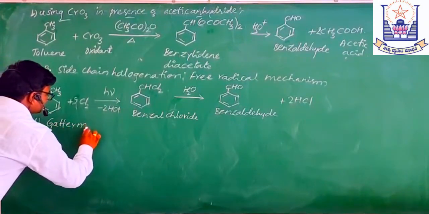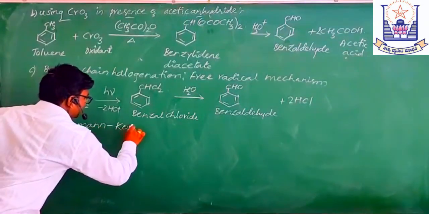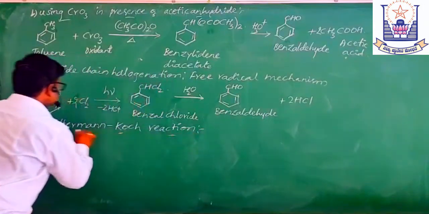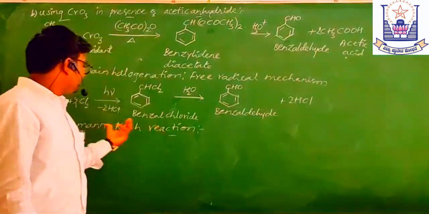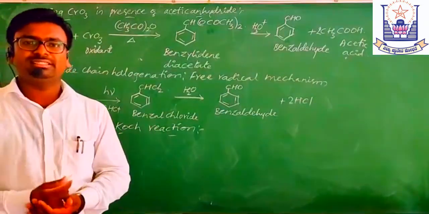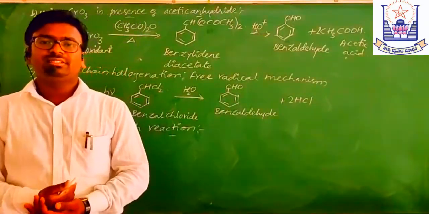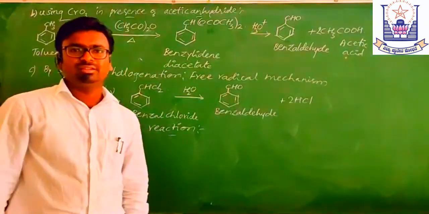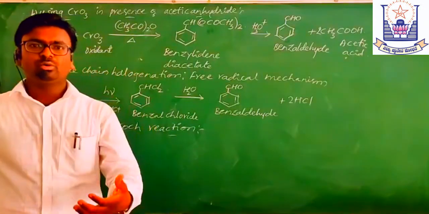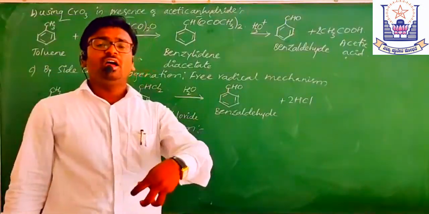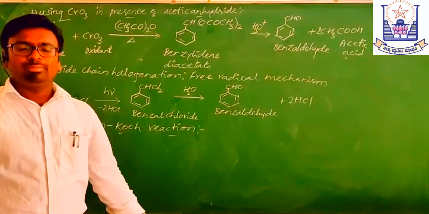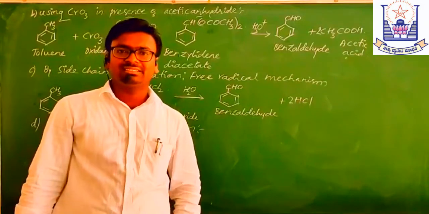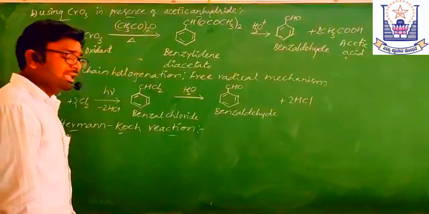Gattermann-Koch reaction. These are scientists. Gattermann is one scientist, Koch is another scientist. These 2 scientists together invented this method. It is a simple method. They add a carbon monoxide and HCl mixture onto benzene in the presence of anhydrous aluminum chloride. It acts as a Lewis acid or catalyst. Okay, let us see that.